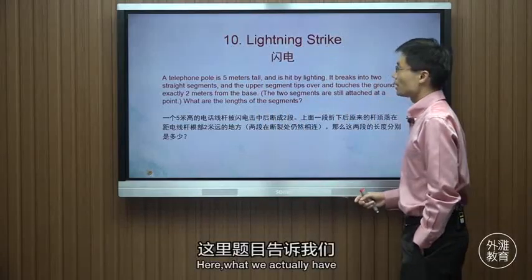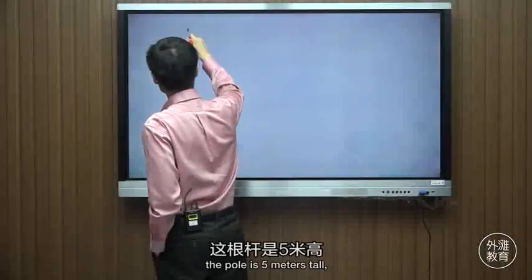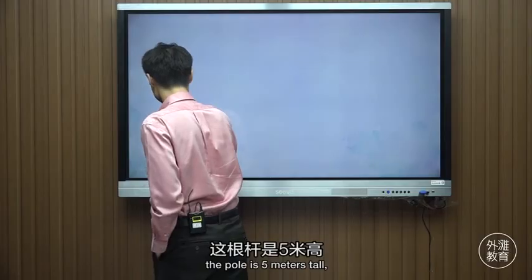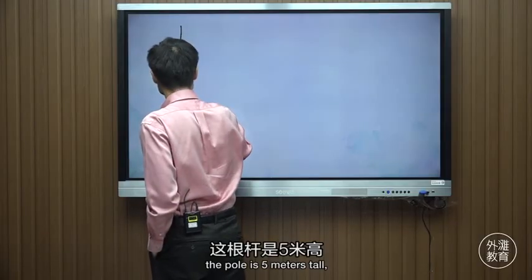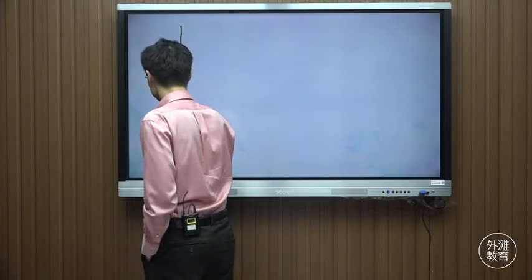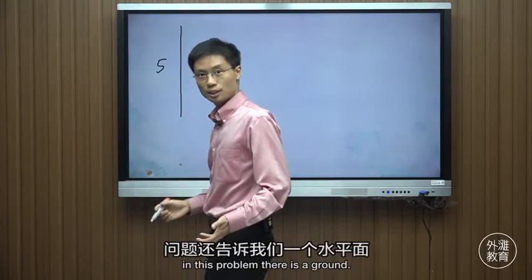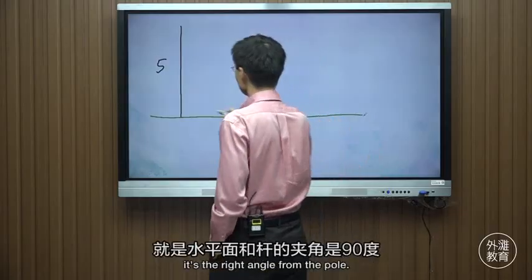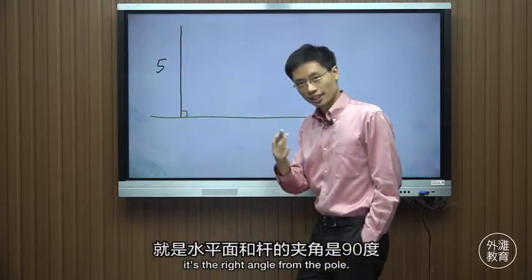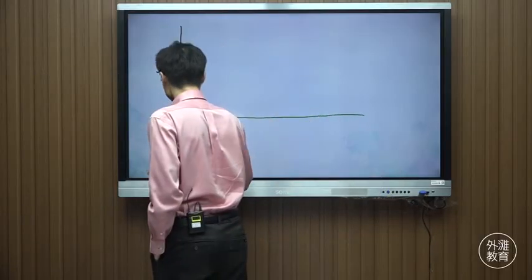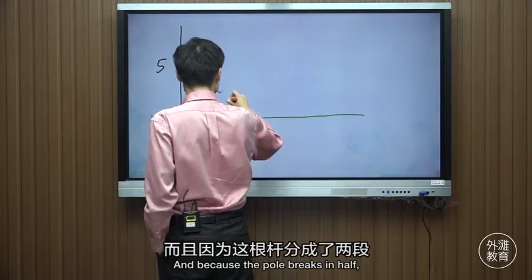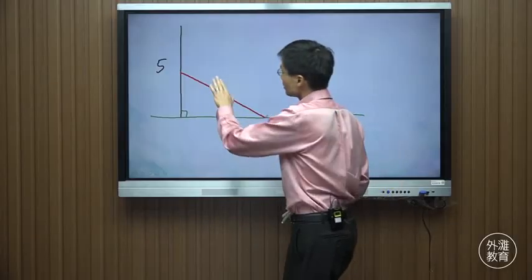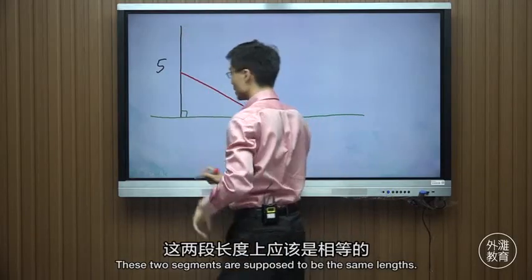Here, what we actually have, the pole is 5 meters tall. Let's also remember that in this problem there's a ground. And the important thing about the ground is it's a right angle from the pole. Now the pole breaks in half. And because the pole breaks in half, there's a segment which comes down to the ground. These two segments are supposed to be the same length.